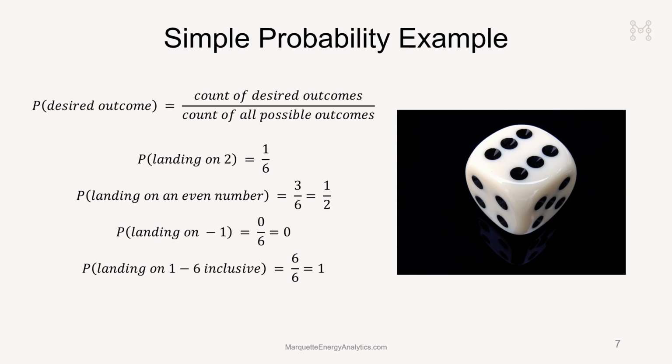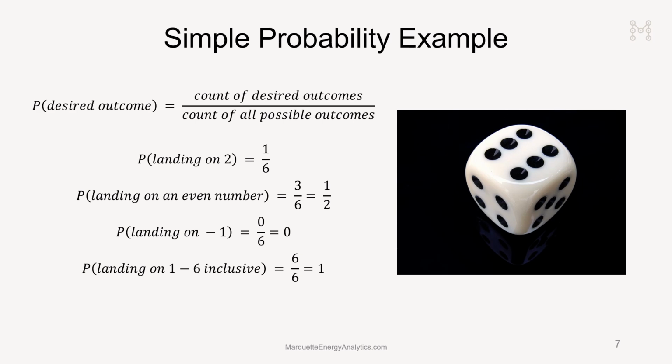Since no face has a value of -1, the probability of rolling a -1 is 0. And meanwhile, because all 6 faces display a value between 1 and 6 inclusive, the probability of rolling a number within this range is 6/6, or 1, an outcome that is absolutely certain.